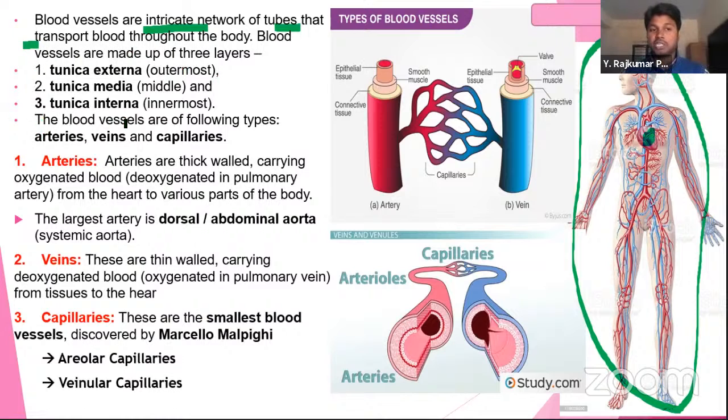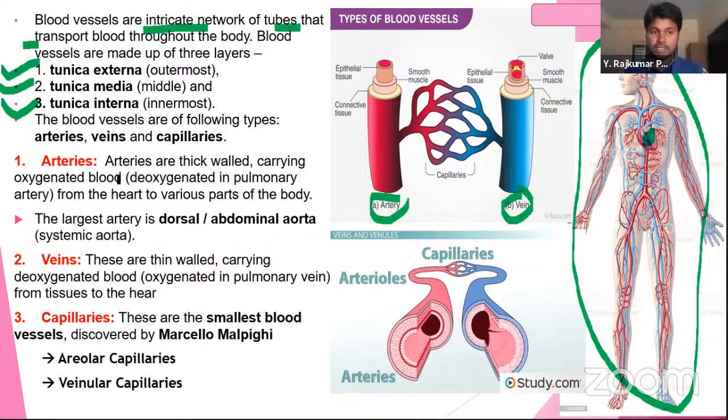If you see the structure of the blood vessels, you find three layers in them. Tunica externa is the external outer layer. Tunica media is the middle layer, and tunica interna is called the innermost layer. Okay. Here you can see there is an artery and the vein. I will tell you what is meant by artery and vein.